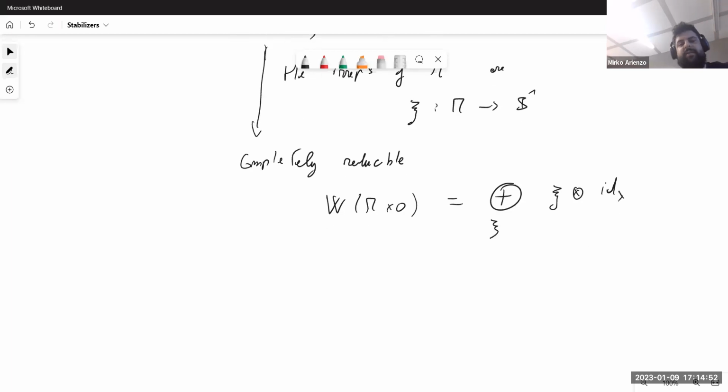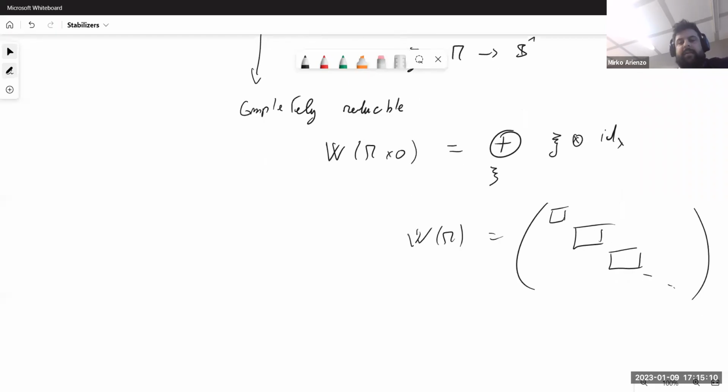The idea is that what complete reducibility means is that W of M is just block diagonal, so it would be a matrix like this, and so on. And some blocks are appearing the same way, given these things in this expression.